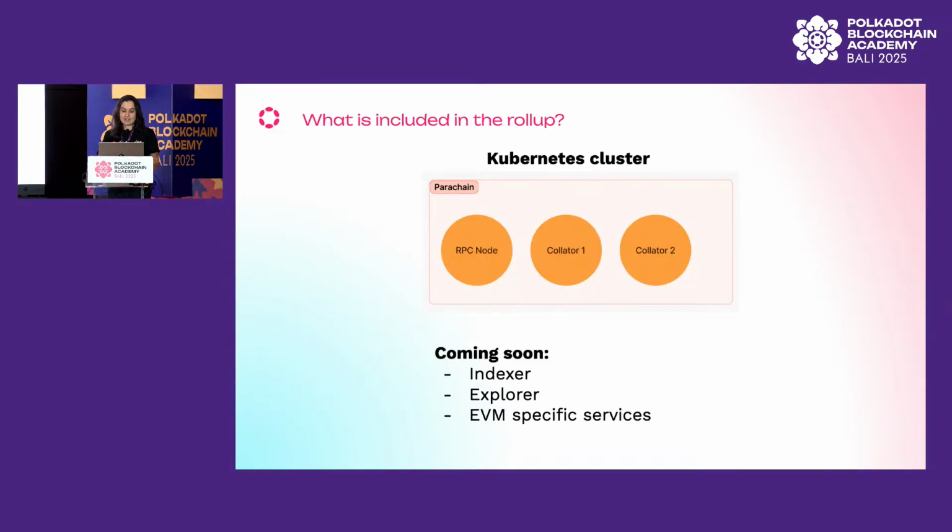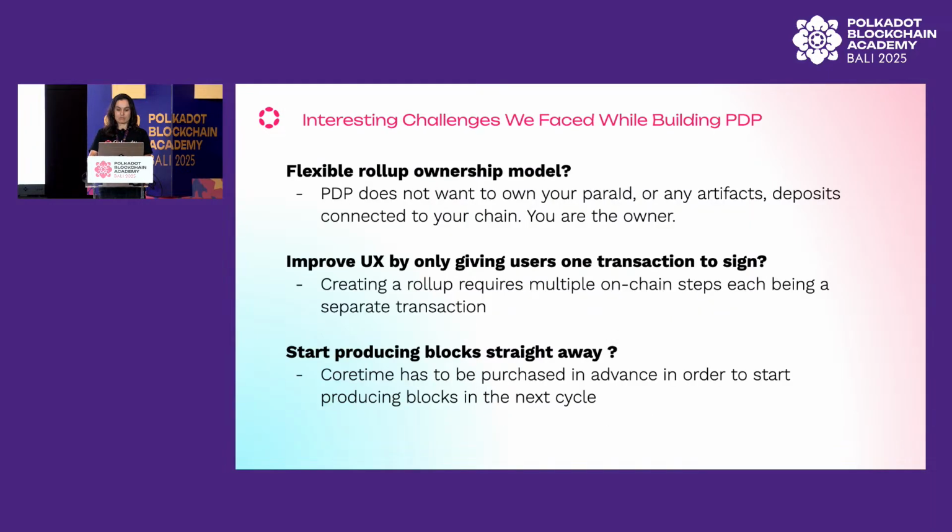So what happens after that? After that, we spin up infrastructure for you. You will get an RPC node and 2 collator nodes. And also we are working, it's in progress, indexers, explorers, and other EVM-specific services. So basically, after you deploy, your chain works, and you can start interacting with it. Not immediately, after an onboarding process of a couple of hours.